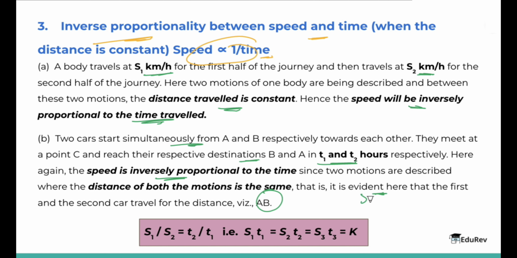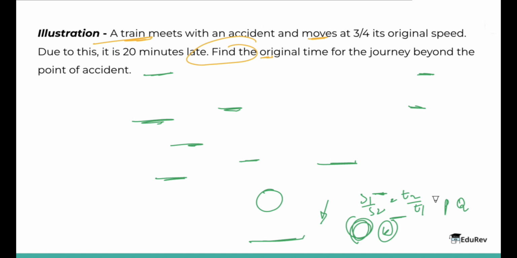That is, S1 by S2 is going to be T2 by T1. And if I cross multiply, I'll get this equation. That is, S1 times T1 equals S2 times T2. Also, if there is a third body, I can also say that S3 into T3 is equal to S1 into T1 and S2 into T2. And all of this is constant, so I can also say that it is equal to K. You can take any constant, P, Q, M, N, anything. So let's solve a question to understand this.